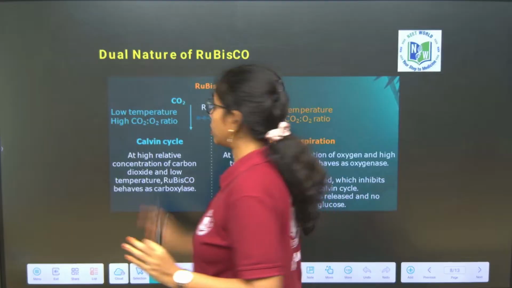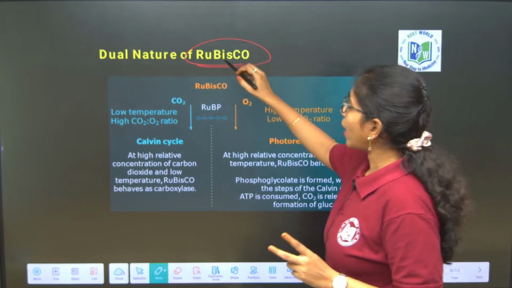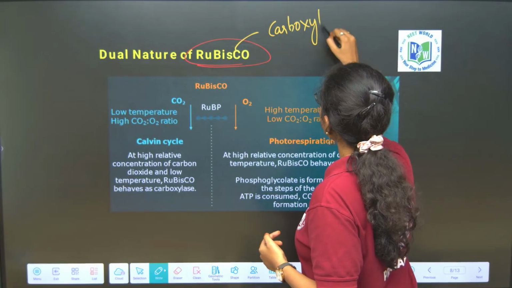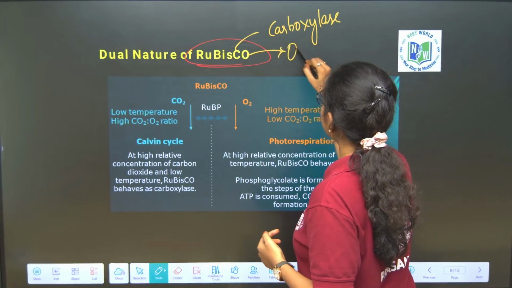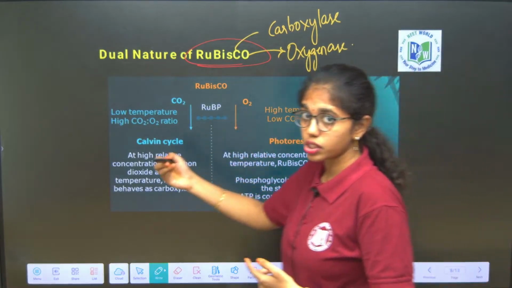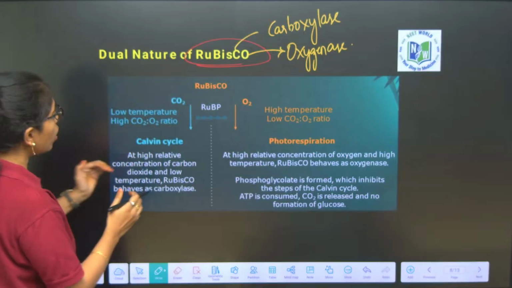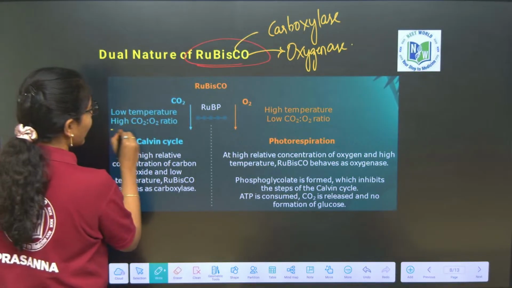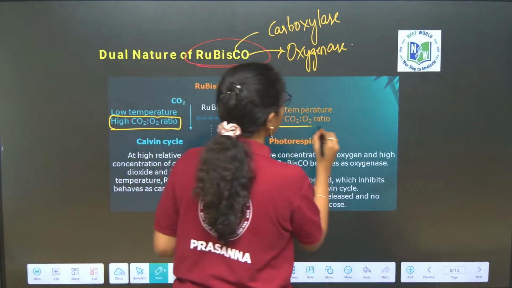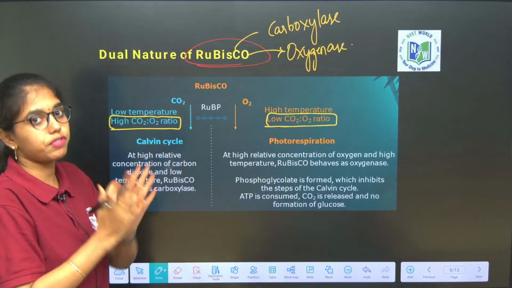As we have discussed about the Rubisco action, Rubisco has dual nature, that is ribulose bisphosphate carboxylase and oxygenase. So this ribulose bisphosphate carboxylase oxygenase has equal potential to bind with carbon dioxide and oxygen. At low temperatures, a high carbon dioxide to oxygen ratio will be there. At high temperatures, a low carbon dioxide to oxygen ratio will be there in the atmosphere and in the intracellular spaces of the leaf cells as well.